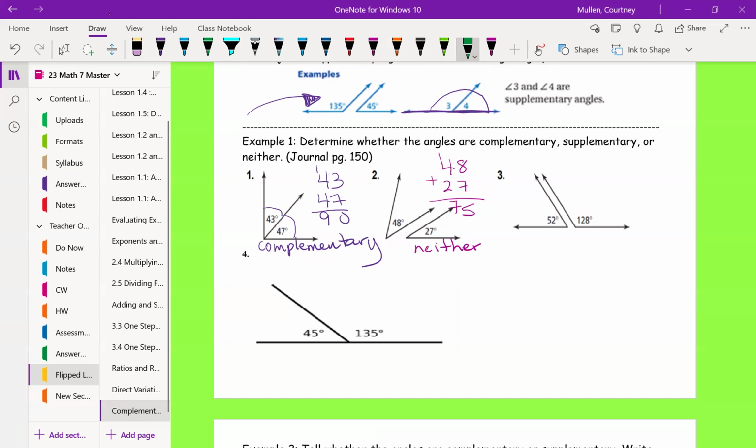And let's check out these two angles here, 52 degrees and 128 degrees. So let's go ahead and find their sum. 180. So what would their classification be? Supplementary, that's right. You try number 4.